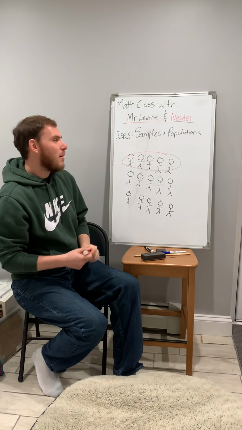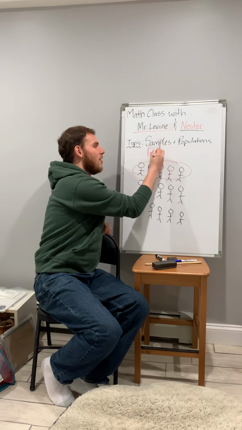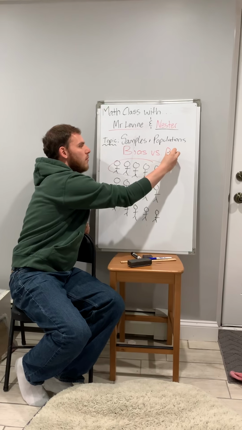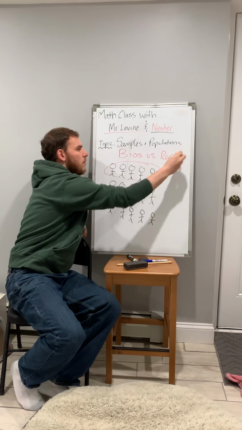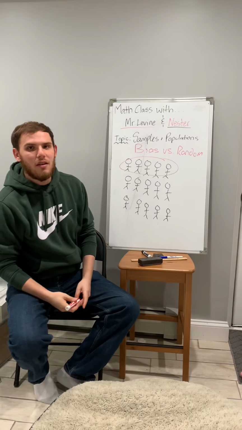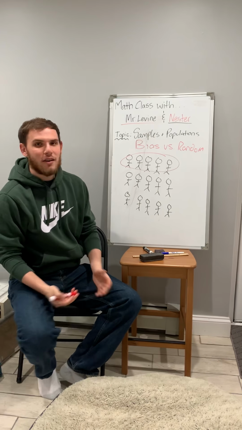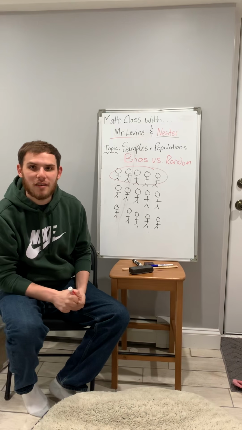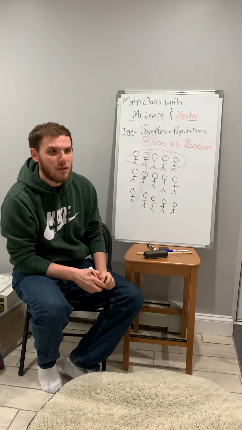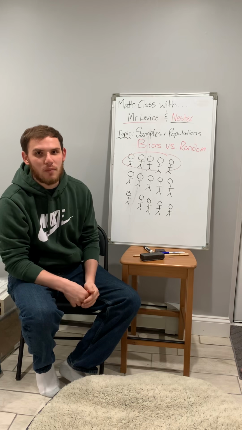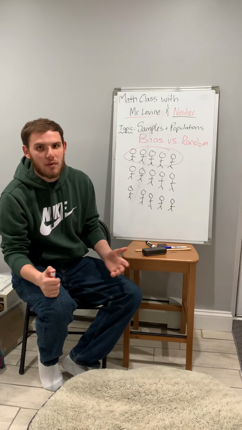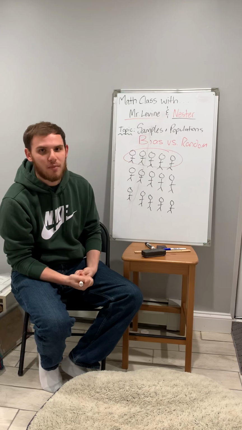Our next thing to talk about is bias versus random. So a random sample is exactly what you think it is, just a random group of people. I just picked these 5 people randomly. A biased sample would be me going to a baseball game and wondering what their favorite sport is. They're at a baseball game. That's a biased group of people. It's a biased sample to take.